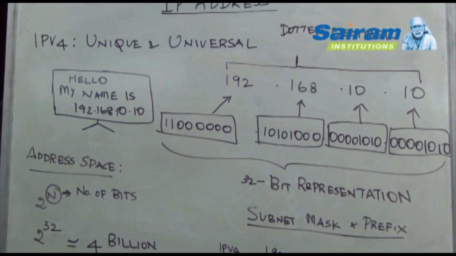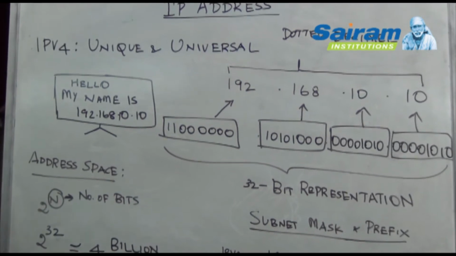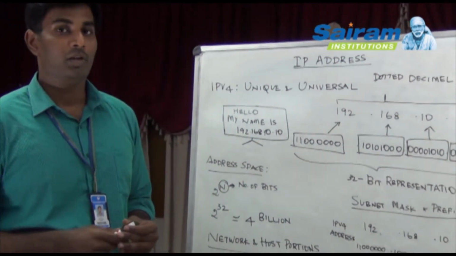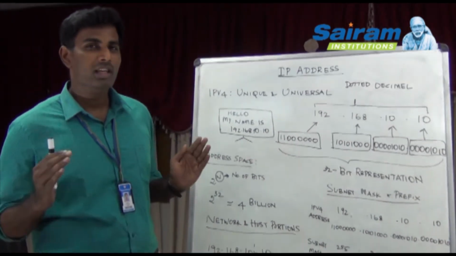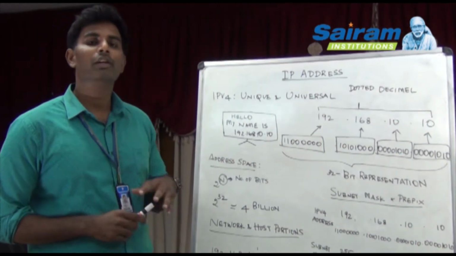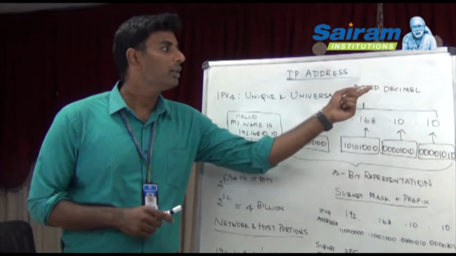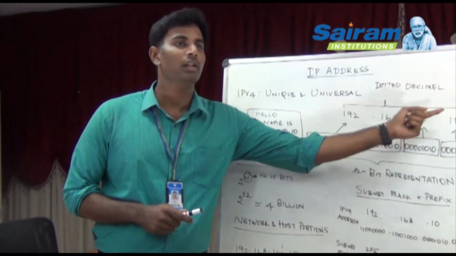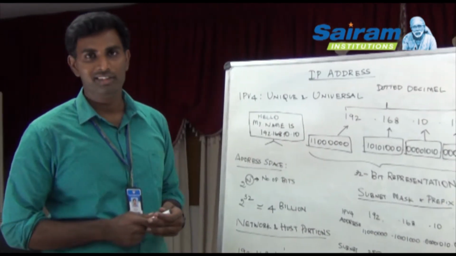Now, computers are not that good; they do only ones and zeros. But we are intelligent, so we reduce that address into a different format called the dotted decimal representation, which is 192.168.10.10. But how does the computer see this?